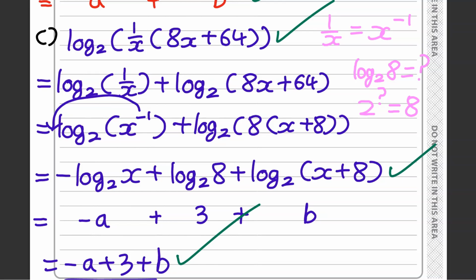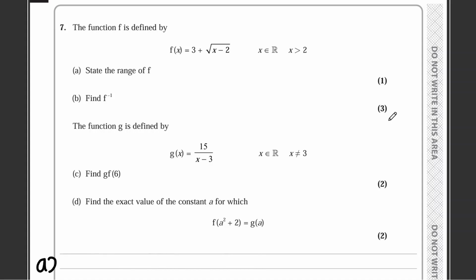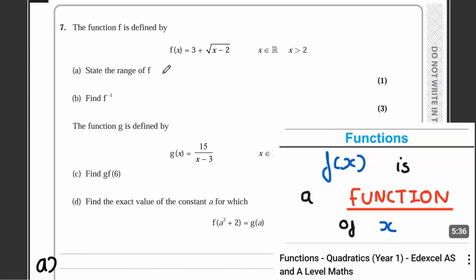Okay, so for question 7, we're told that the function f is defined by f of x is equal to 3 plus the square root of x minus 2, and the domain is where x is bigger than 2. And for part A, we need to state the range of f. So this is to do with the functions video that we made back in year 1 of chapter 2, to do with domains and ranges.